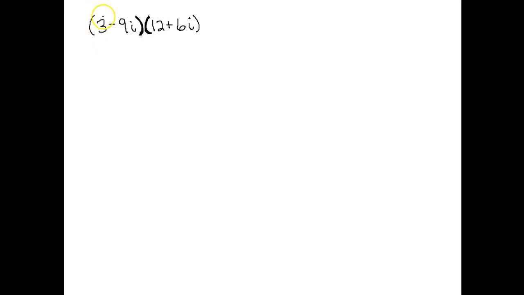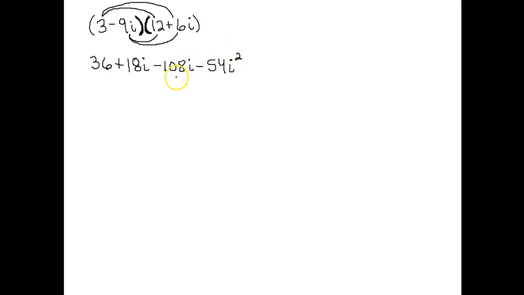Essentially, that's FOILing. So I'm taking the 3, distributing it to the 12, gives me 36. Then I'm taking the 3, distributing it to the plus 6i, which gives me plus 18i. It's like multiplying 3 times 6x, you would get 18x. Same kind of concept. Then I'm taking the minus 9i, distributing that to the 12. That'll give me negative 108i. And then taking my minus 9i, distributing it to the 6i, gives me minus 54i squared. All right, the plus 18i and the minus 108i, I'm going to get negative 90i when I combine those two.